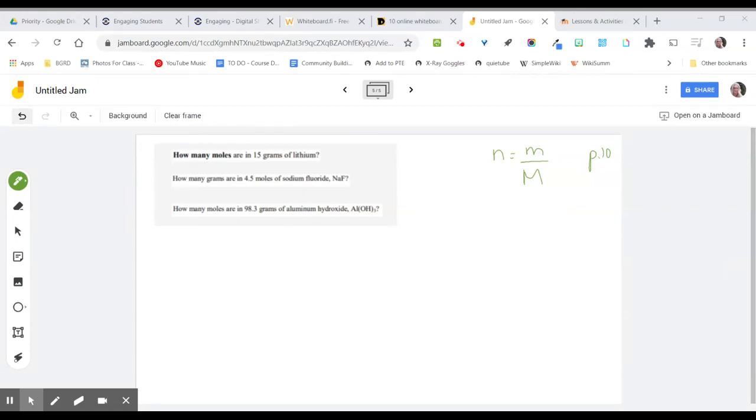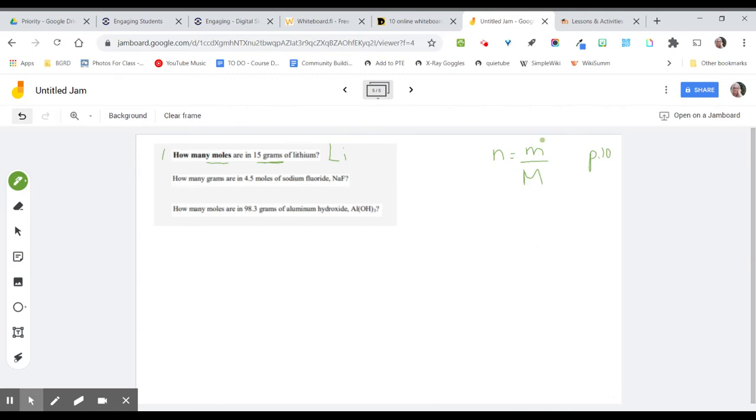Okay, let's do some of these mole conversion questions. In the first one, we're going to go from moles. Actually, we're going to start with grams. We've got 15 grams of lithium, and we're going to convert it to moles. Lithium is just an element. Lithium is Li, solid.